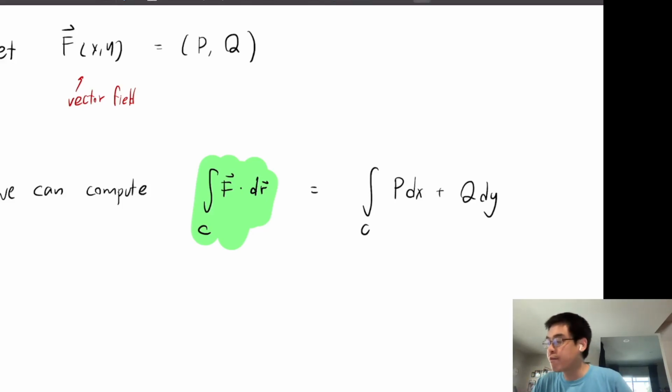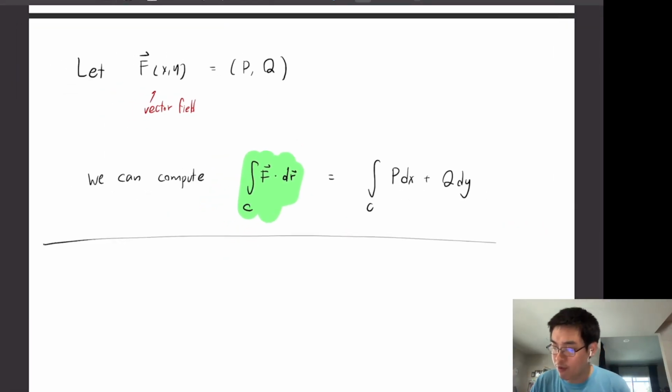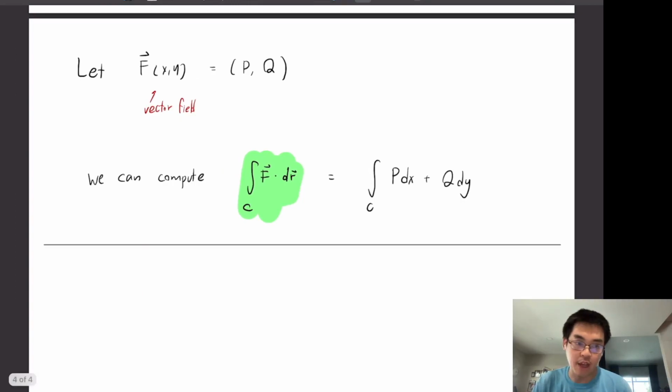It's just the integration of P dx plus Q dy, which you have seen before. It's just the first function dx, second function dy. No problem. Whenever somebody asks you to do this, it's just a fancy way to write it, and it turns out to be the problem that we did before. So let's do that.